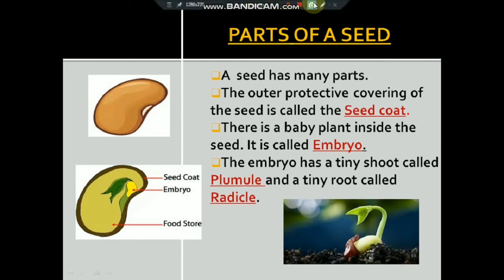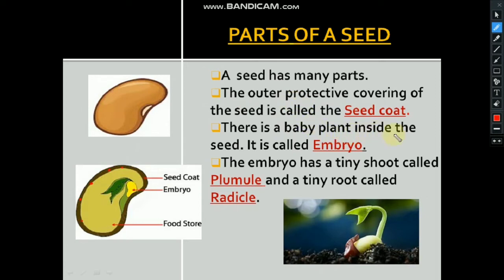A seed has many parts. The outer protective covering of the seed is called the seed coat. This brown color, this is the seed coat. In the second picture also you can see this is the seed coat. There is a baby plant inside the seed. It is called the embryo. Now the seed has the baby plant. This is known as the embryo.